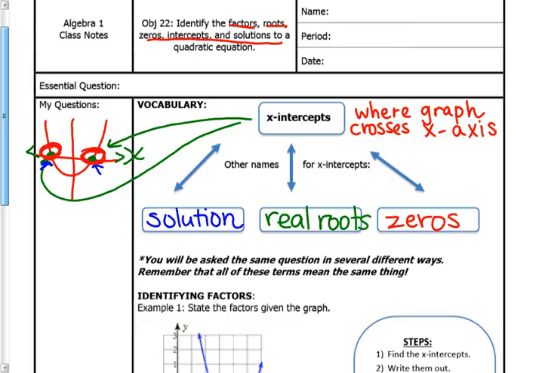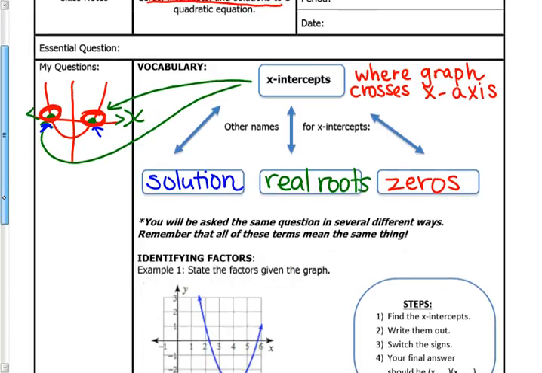Just like you as an individual, if your name is Michael, for instance, somebody might call you Mike, right? But you still are the same person, correct? So you can have more than one name and be the same person, and that's what's going on here. So x-intercepts does have more than one name. So you have to remember that they all mean the same exact thing, okay? All right.